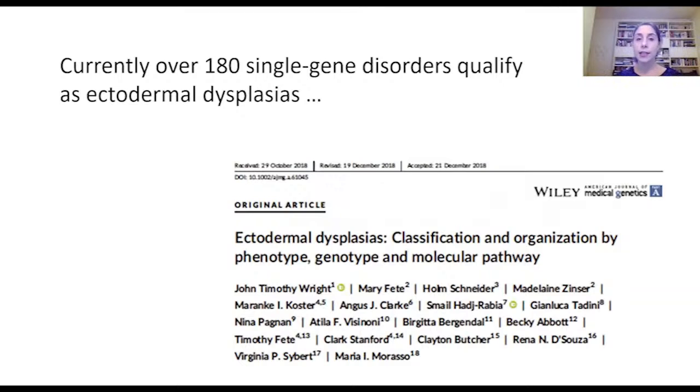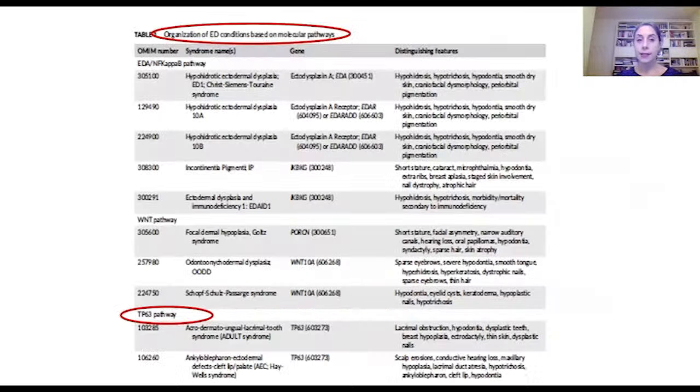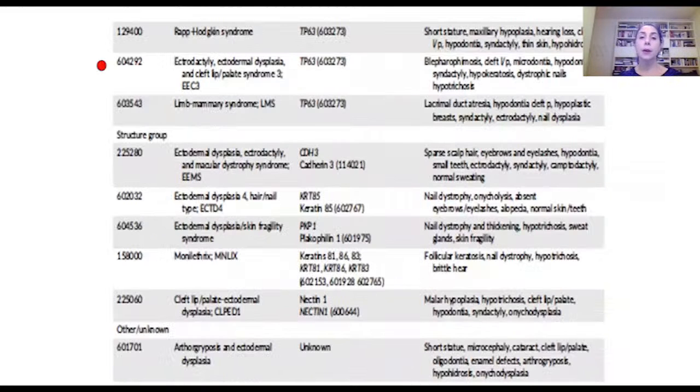Currently, there are over 180 single gene disorders that are qualified as ectodermal dysplasias. In this recent review, ectodermal dysplasias have been classified and organized by phenotype, genotype, and molecular pathway. Here, in this table, you can see the organization of ectodermal dysplasias based on molecular pathways. And you can see that the TP63 pathway is one of the molecular pathways of ectodermal dysplasias. Today we are going to talk about the TP63 pathway and in particular about EEC syndrome, which is one of the TP63-related disorders.